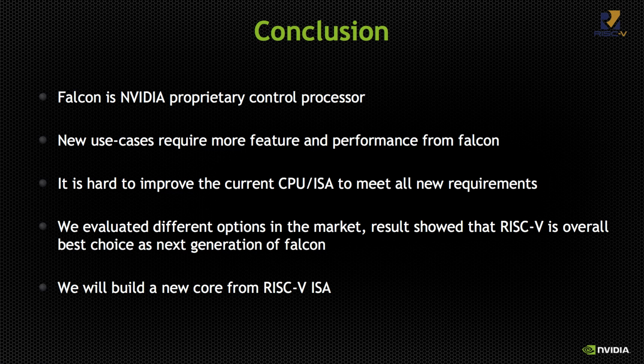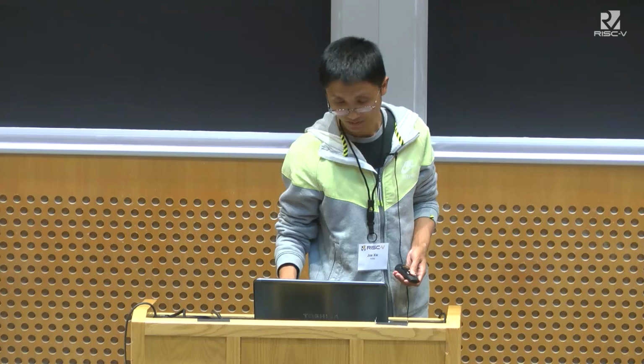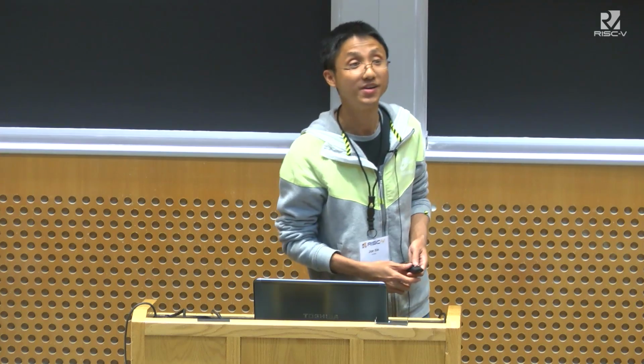Okay, this is the conclusion. First, the Falcon is the NVIDIA proprietary control processor, and new use cases require more features and performance from that Falcon processor. It is hard to improve the current CPU and ISA to meet all the requirements. So we evaluated different options in the market, and the results show that RISC-V is the overall best choice as the next generation of Falcon. Finally, we'll build a new core from the RISC-V ISA. Okay, that's all. Thank you.